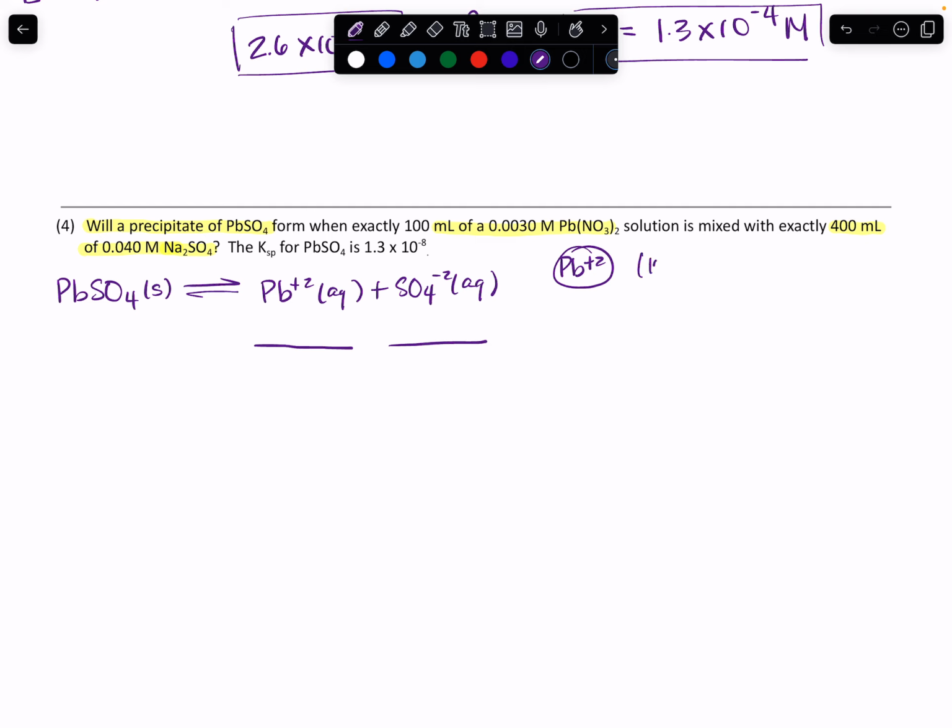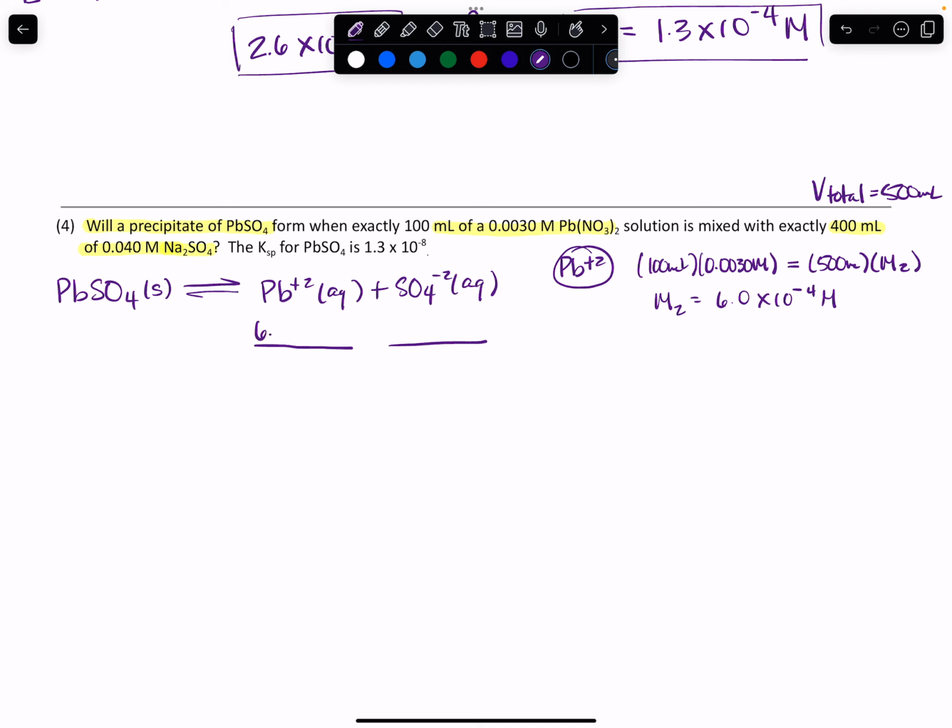Now, I've got 100 milliliters of a solution that's 0.0030 molar. That lead nitrate splits into 1 lead ion and 2 nitrates, but I only care about the lead, and it's 1 to 1. So that's why it's 0.0030 molar lead ions. But I have diluted that, because now it's in a total volume of 500 milliliters, so I need to take that into account. We use our dilution formula to calculate the new molarity of lead ions, and we get 6.0 times 10 to the negative 4th molar.